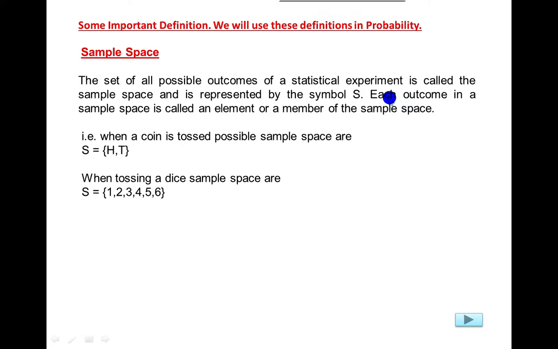Each outcome in a sample space. You will obtain the outcome from an experiment. Each outcome in a sample space is called an element or a member of the sample space. With the help of this example, you can understand. This is a very simple example and the most popular example used in probability, and all possible arrangements. You have already used this example in mathematics.